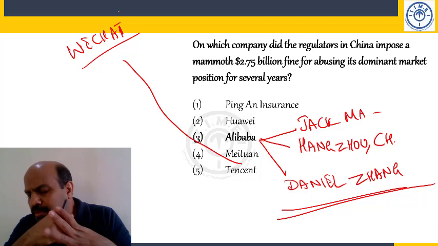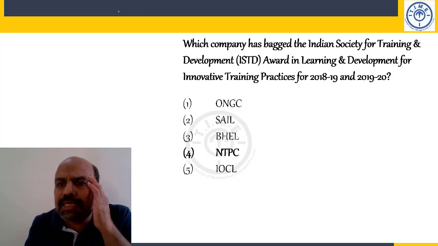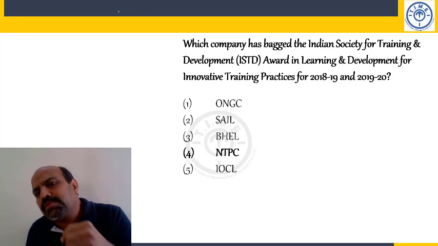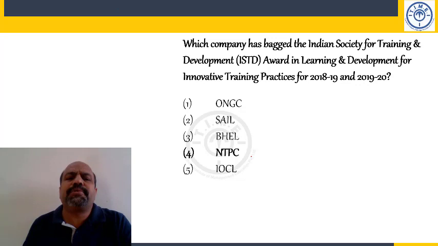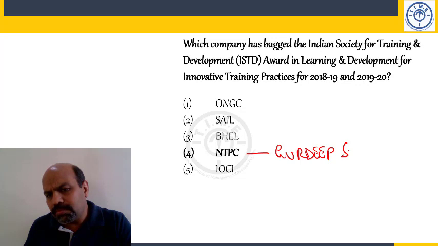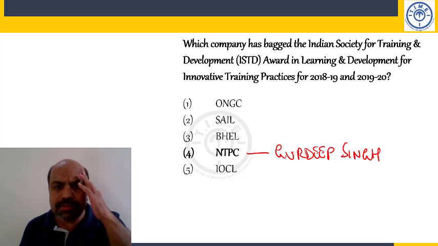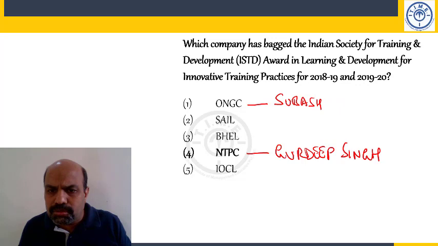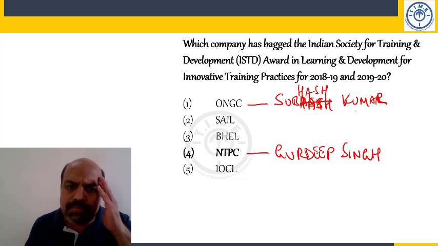Which company has bagged the Indian Society for Training and Development Award in Learning and Development for Innovative Training Practices for 2018 and 19? The answer, of course, is on the screen for you. And who are the CEOs? This is NTPC's Gurdeep Singh. ONGC doesn't have a full-time chairman, but the interim chairman is Subhash Kumar. You could write this. And SAIL, Steel Authority of India Limited: Soma Mondal.